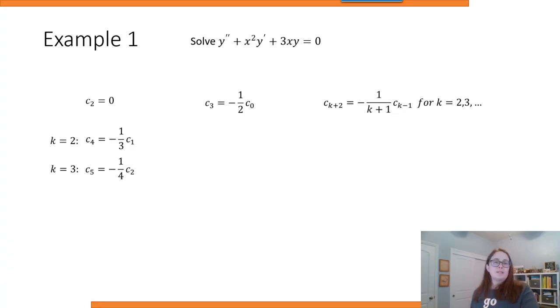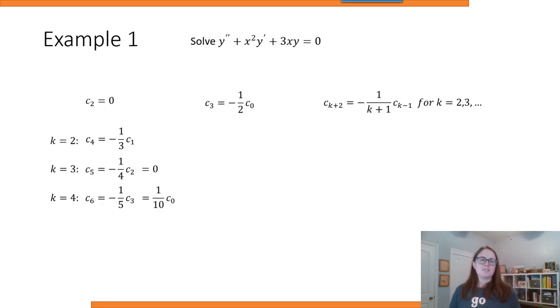So then we'll go on to k equals 3. This gives me C5, which is going to be negative 1/4 times C2. Now, if you remember though, C2 is 0, so C5 is going to be 0. And then we move on to the next one. K equals 4 will give me C6, which is going to be negative 1/5 C3. And oh wait, we know what C3 is. C3 is negative 1/2 C naught. So I can actually replace C3 with negative 1/2 C naught and get C6 is 1/10 C naught.